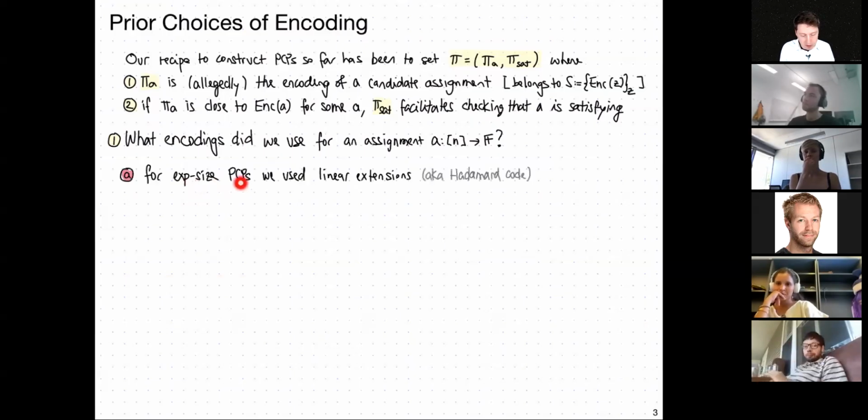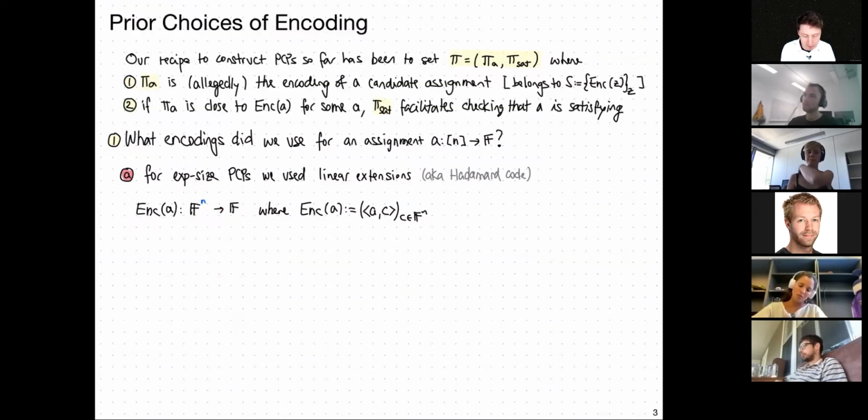For the exponential size PCP, we used linear extensions, also known as the Hadamard code. We encoded the satisfying assignment via a Hadamard codeword. In other words, the encoding was the function that maps F^n to F, where the encoding of A was this whole big string of size F^n, as opposed to n. So you go from something of size n to something of size F^n.